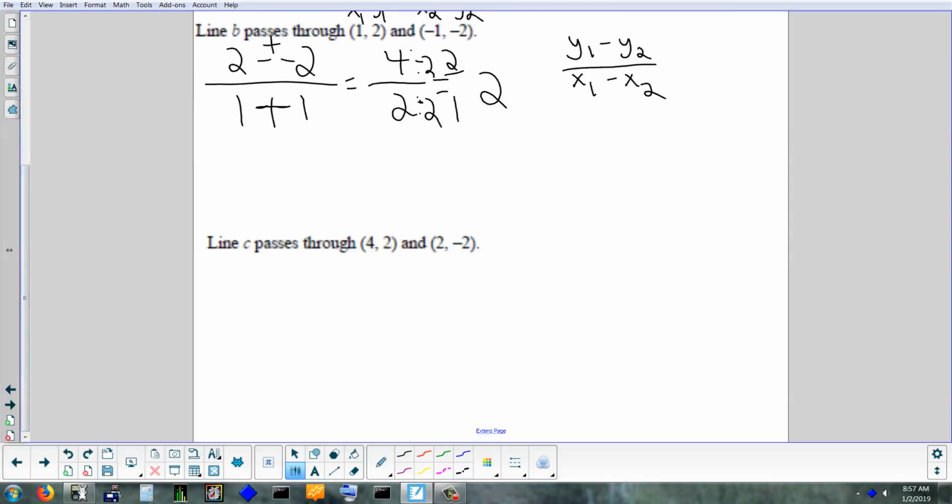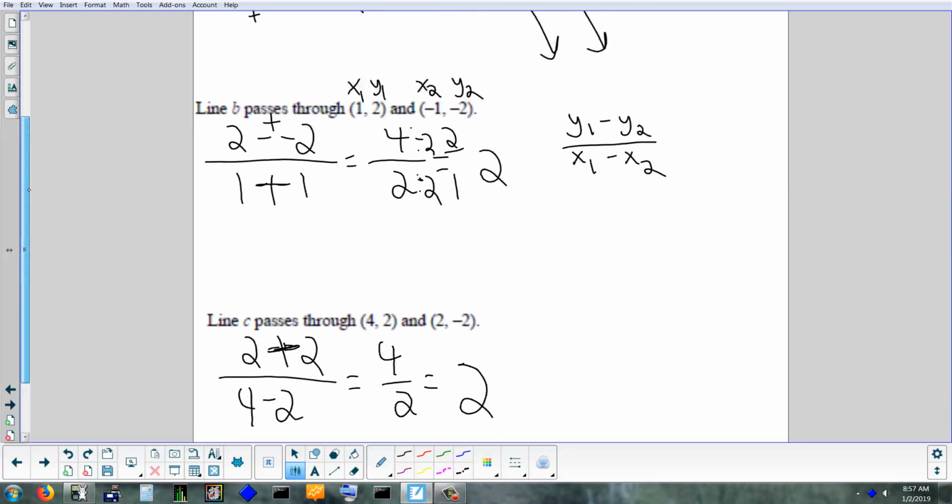2 minus -2. And on the bottom, it's going to be 4 minus 2. I agree. Since they're both negative, would that become positive? Yes, it becomes a positive. And then it'd be 4 over 2, which then equals 2. So that would equal the one up there.